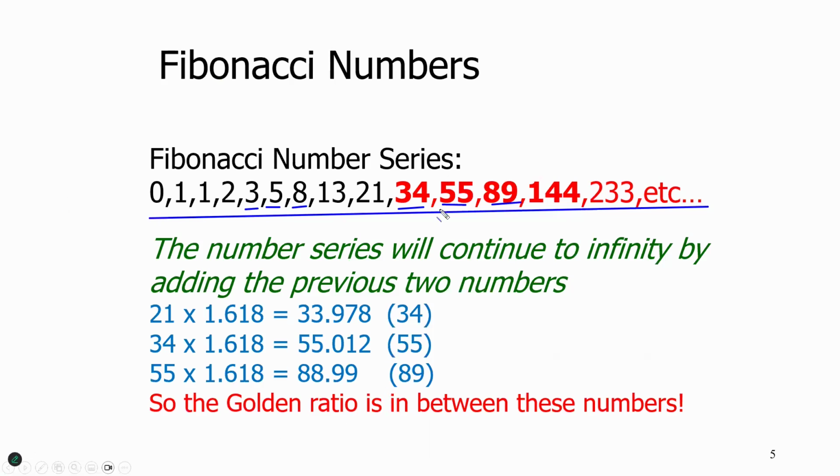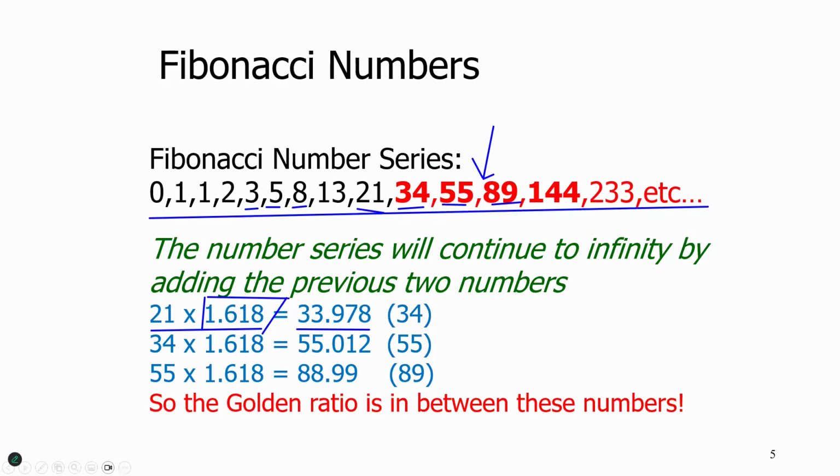Now, what's important about this is that the golden ratio is in between these numbers, okay? Basically, 21, which you see right here, times the 1.618 gives you 33.9, which is essentially 34. But that means that 1.618 is the ratio that's in between these numbers, okay?